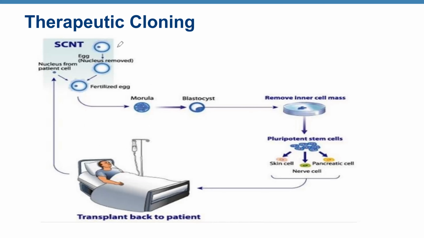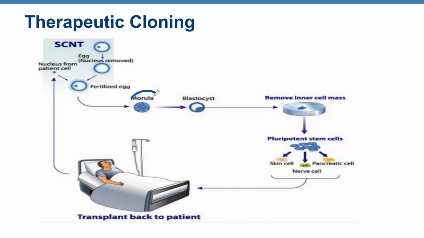So here's the egg, and the nucleus is removed. Now we have this patient. We take a somatic cell of a patient, so it's a normal body cell, but we're not using the cell. We're only using a nucleus from this patient's cell. It's transported inside the egg, and we have a fertilized egg. And we start growing this egg.